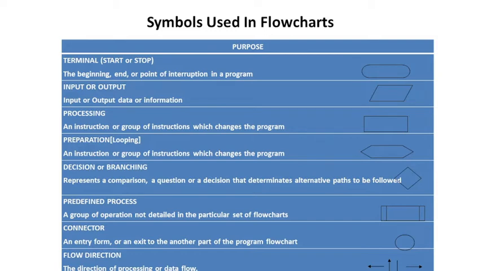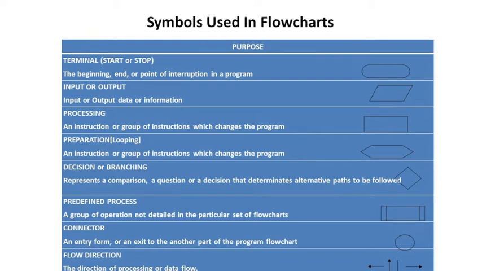This one, the hexagon notation symbol, is used for looping, preparation, an instruction or group of instructions which changes the program. And the rhombus symbol is used for decision or branching. This represents the comparison, equation or decision that determines the alternative path to be followed.